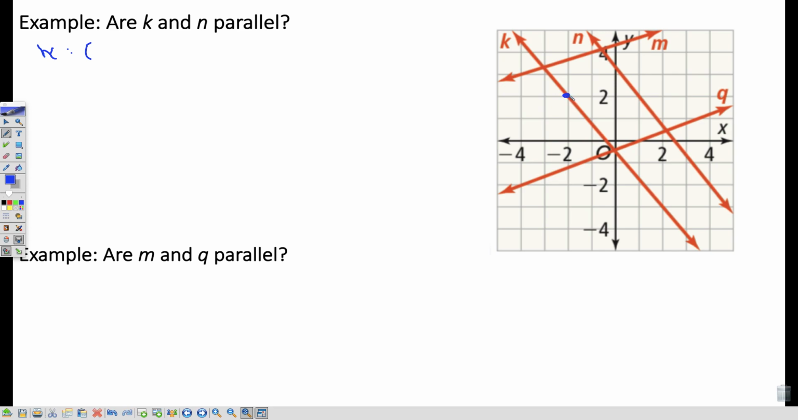2, -3. K goes through 1, 1? It doesn't go through it. 2, -3, is that a good one? Okay, so I have -2, 2, and 2, -3. Now, you don't have to use the same points. It should be the same slope no matter what.